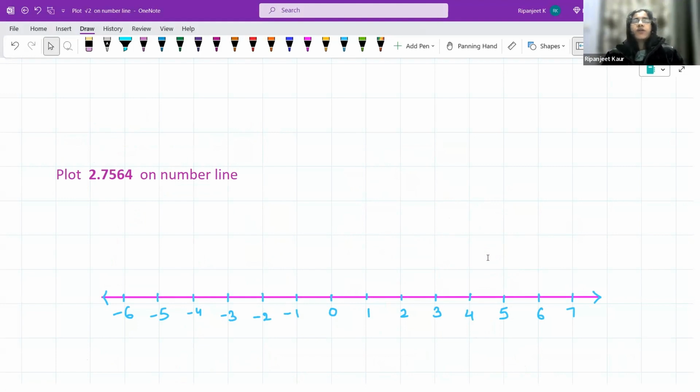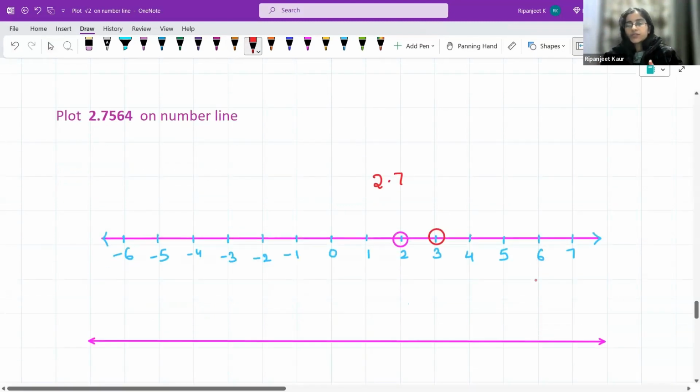See, we have to plot 2.7564 on the number line. What do you think? What are the two numbers on this number line where 2.7564 is going to come? Here we can see the number is 2.7. That means it is bigger than 2, right? And do you think it will be greater than 3? No, right? So this number is lying between 2 and 3. So we are checking only the first two numbers first. Okay, now we know this.